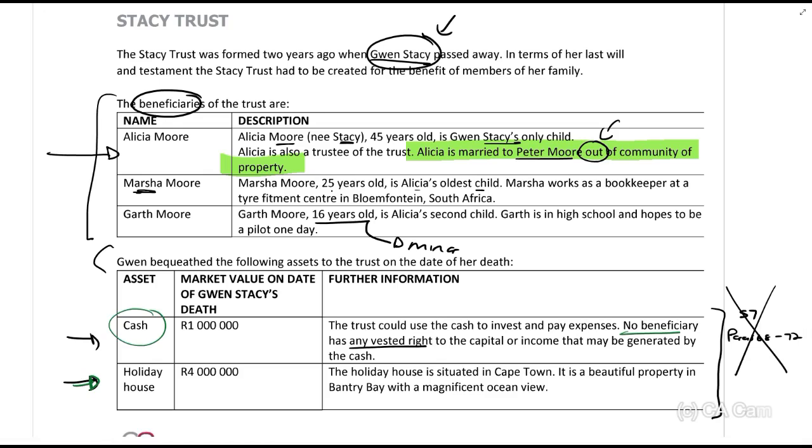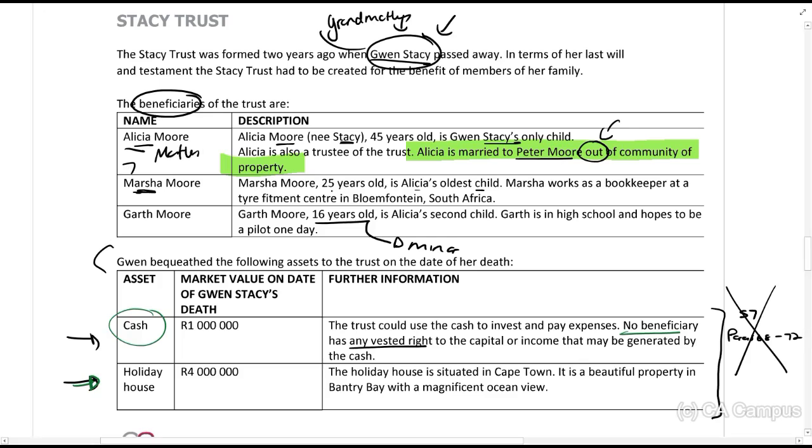Okay, then we're done. These are the beneficiaries: Alicia, the daughter of Gwen, and Marcia and Garth, the children of Alicia. So let's say it like this, just to help us: grandmother, mother, and children. I even recommend that if you struggle with these types of things, take your time and draw out a family tree.